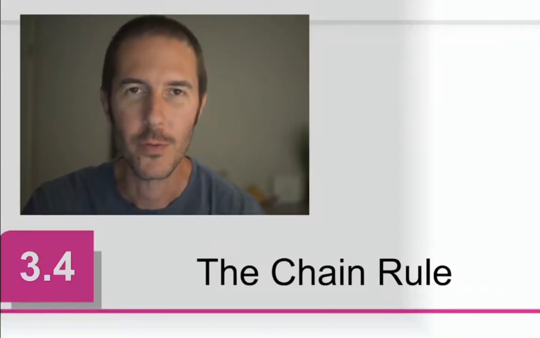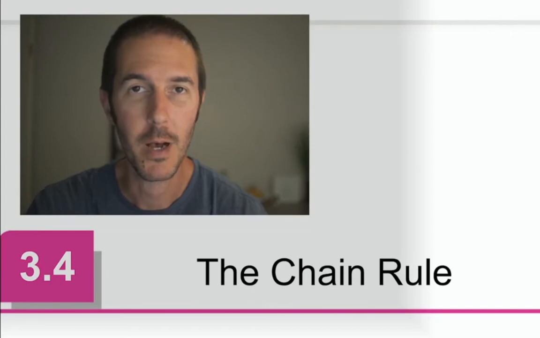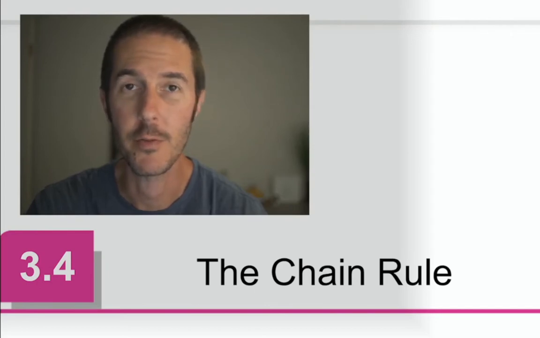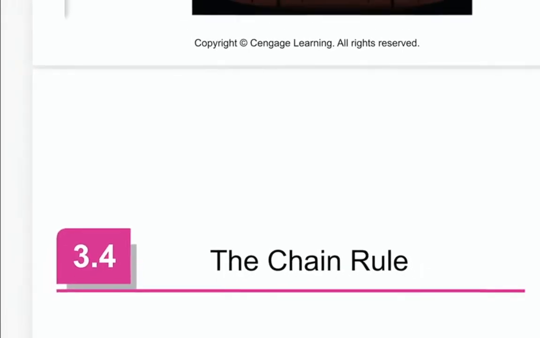All right, Calc 1 students, in Chapter 3, Section 4, we're talking about the chain rule. And what the chain rule is going to allow us to do is take the derivative of composite functions like f of g of x. Let's see what that looks like.